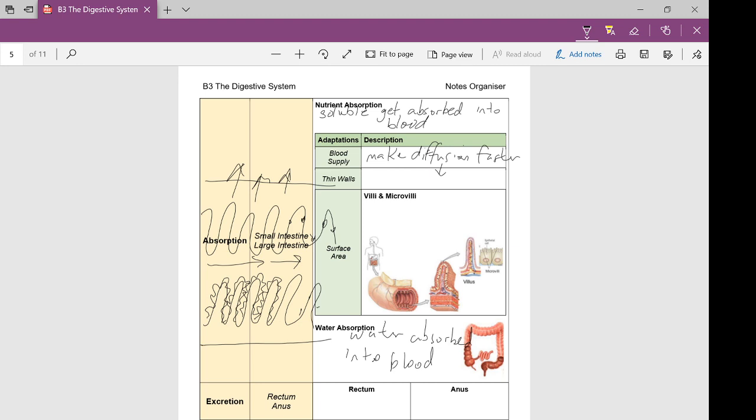So we started off with ingestion, then digestion, then absorption, and now we're moving on to excretion. And excretion is basically what we call getting rid of any waste that we don't want. So anything that's not broken down and absorbed by our body gets sent back out. And we call that solid waste feces. So the rectum is our storage area.